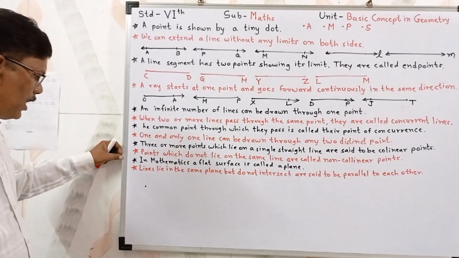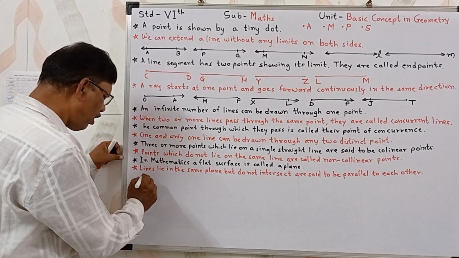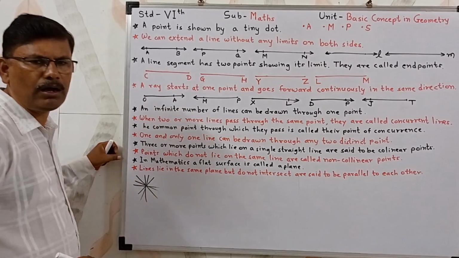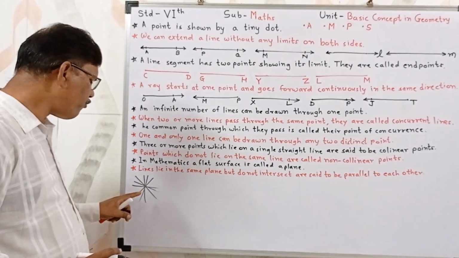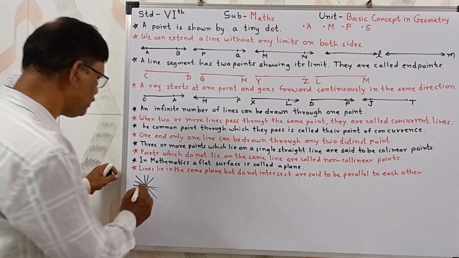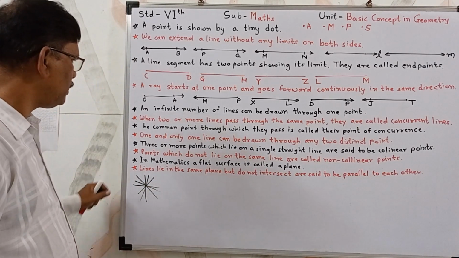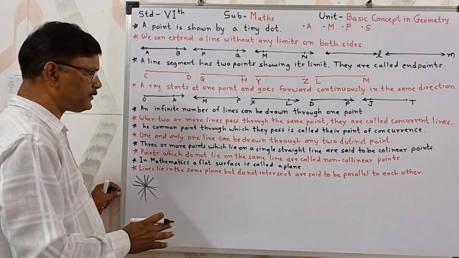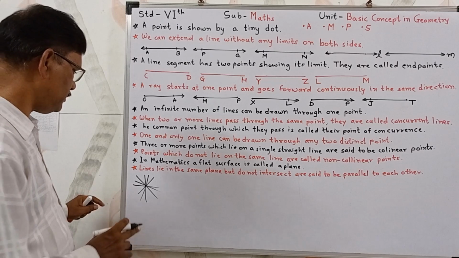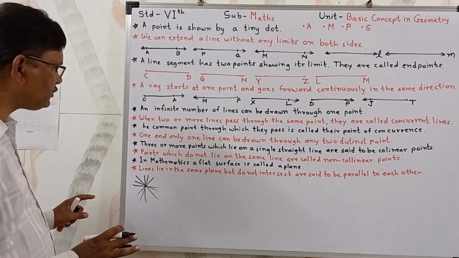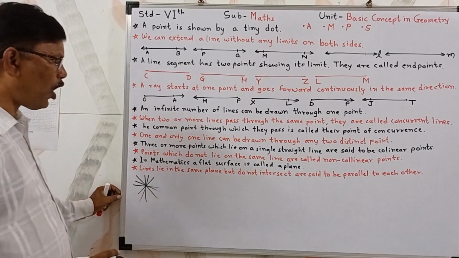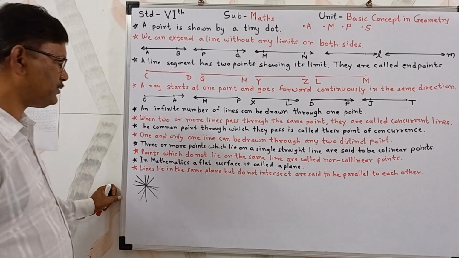The next one, we know that here is 1 point. We can draw infinite lines from that point. Understood? So an infinite number of lines can be drawn through one point. Listen, an infinite number of lines we can draw through one point.